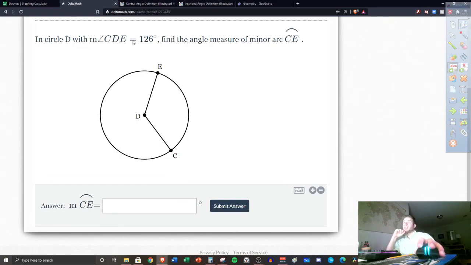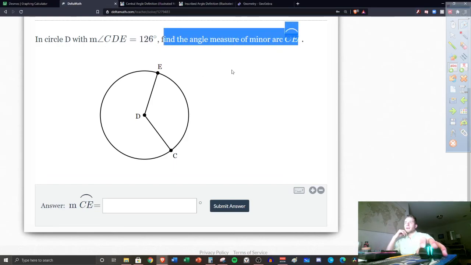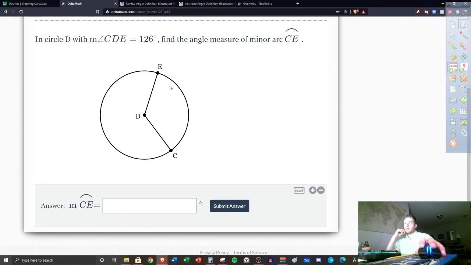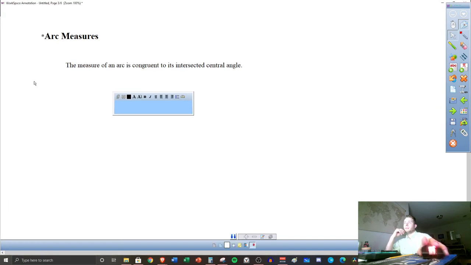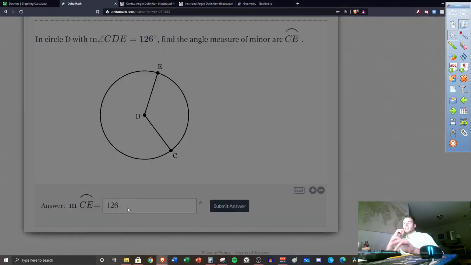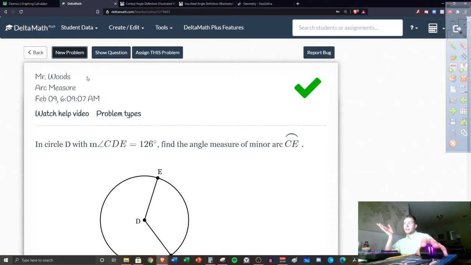So it says in a circle D, and you can pull up your Delta Math as well, the measure of angle CDE is 126. Find the angle measure of the minor arc CE. So CE goes from C, and we're following it along on the circle. Now with the rule we just wrote down, the measure of an arc is congruent to its intersected central angle. So for this one, the answer is 126. That's how we do that.